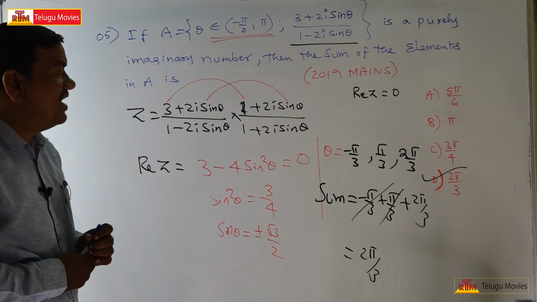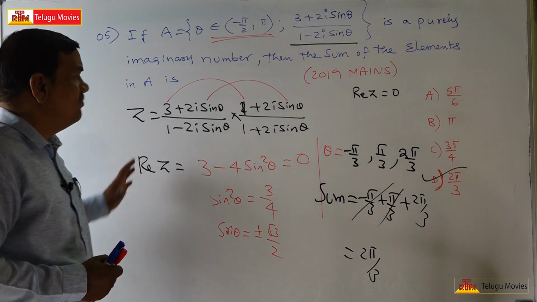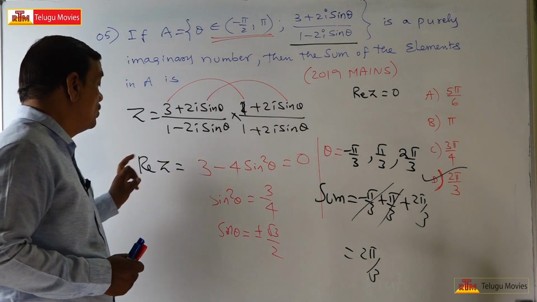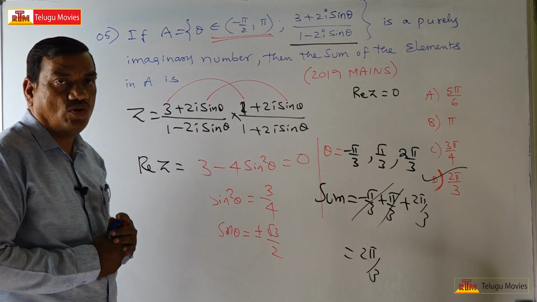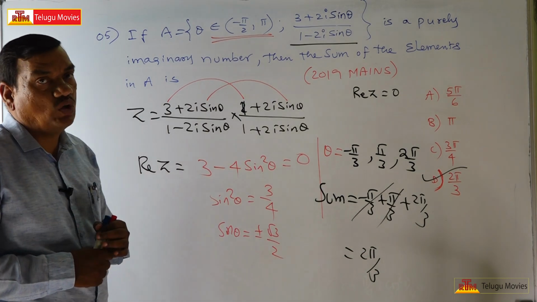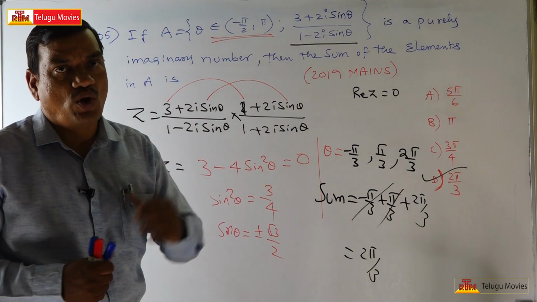Understand? So this is a very easy problem. From this you also have to learn to get the real part of the complex number without doing the complete problem. I hope you understand this solution. So let us go for the next problem.